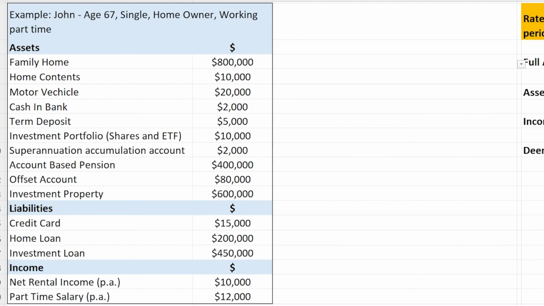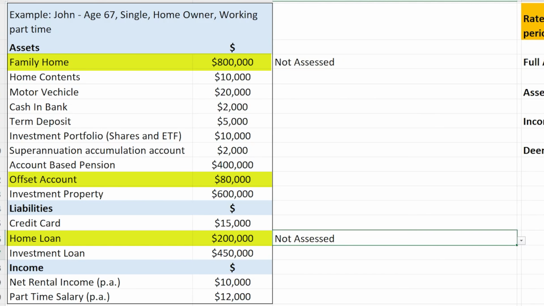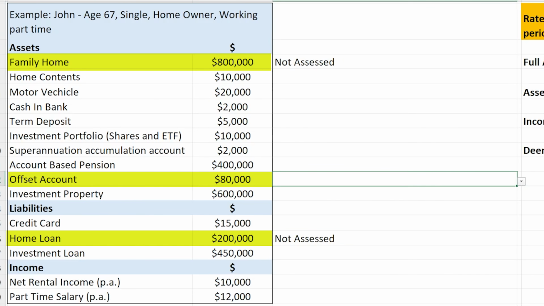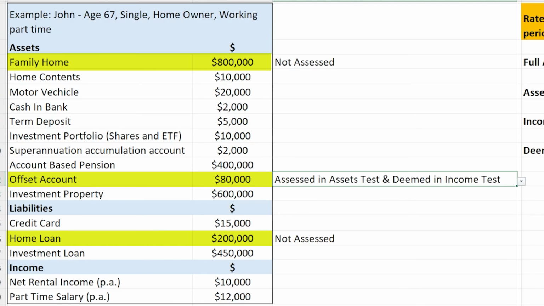John's family home is worth $800,000. He owes $200,000 on his home loan and has $80,000 in an offset account linked to it. First, the value of John's family home and the home loan balance are excluded from the asset test. However, the $80,000 in the offset account is treated like cash in a normal bank account, so it's included in his assessable assets and counted in the income test under deeming rules.